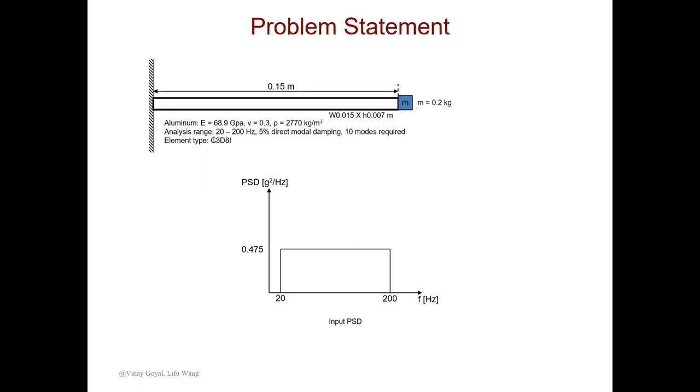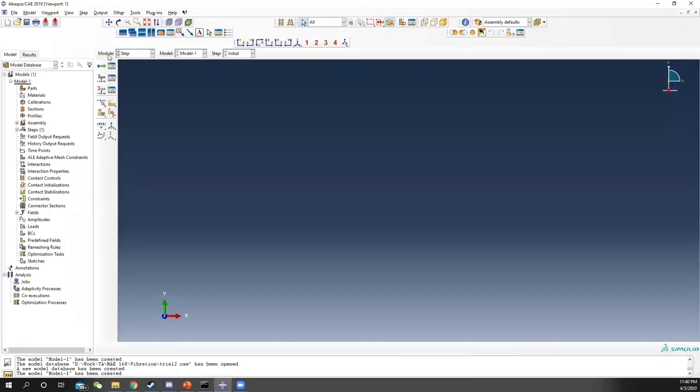The analysis range we are going to apply here is from 20 to 200 Hertz with 5% direct modal damping, 10 modes required, and to show the actual stress distribution, we build a 3D model here. So the element we're going to use is the 8-node brick element with the incompatible mode. We're going to input an acceleration power spectral density, which is shown here, from 20 to 200, and all the value is 0.475. And now let's see how we do that in Abaqus.